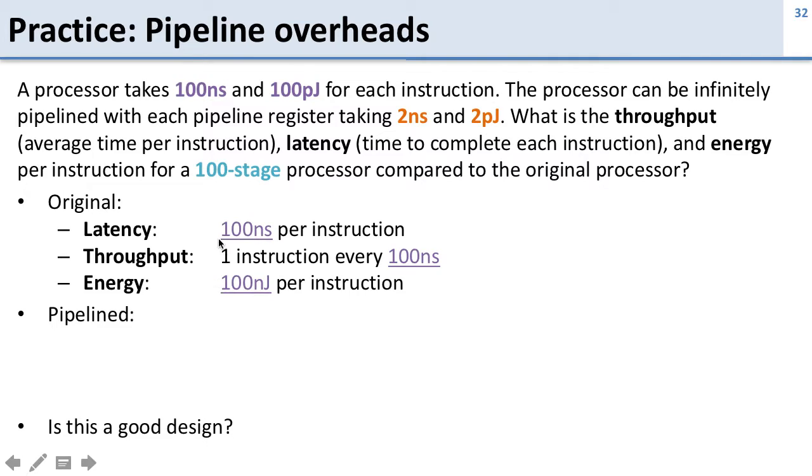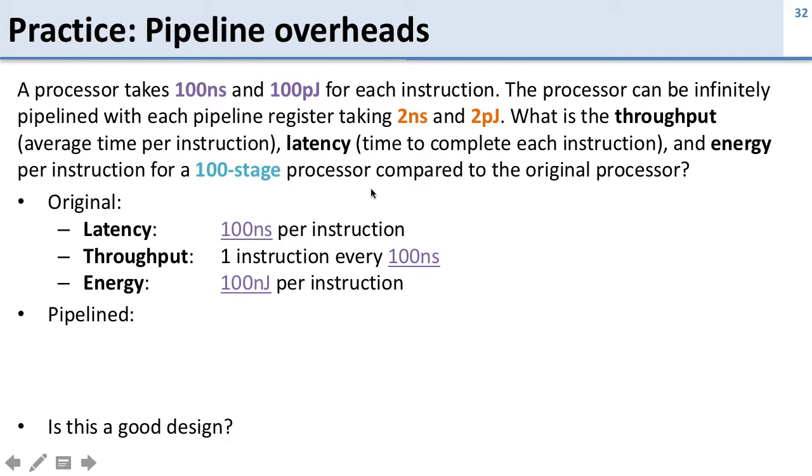Compared to the original processor, well, we've got the numbers here. It's 100 nanoseconds per instruction. It does one instruction every 100 nanoseconds because there's nothing in parallel, it's just one instruction at a time, and it takes 100 picojoules for each instruction to finish. What about the pipelined one?